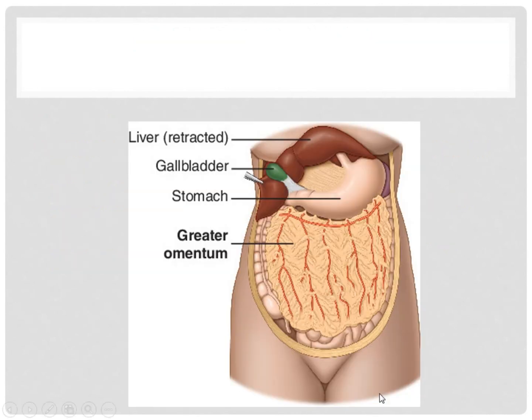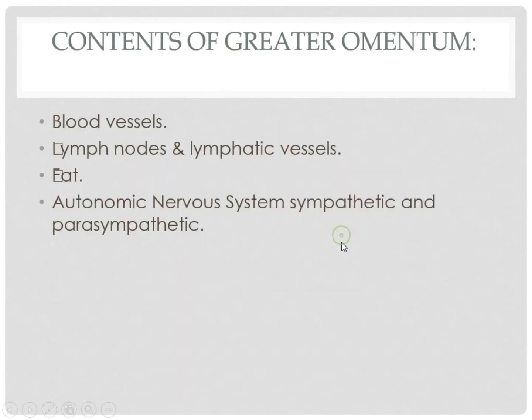As we can see, this is the greater omentum. It hangs down like that. Content of the greater omentum as the lesser omentum: blood supply, blood vessels, lymph nodes, fat, and autonomic nervous systems.